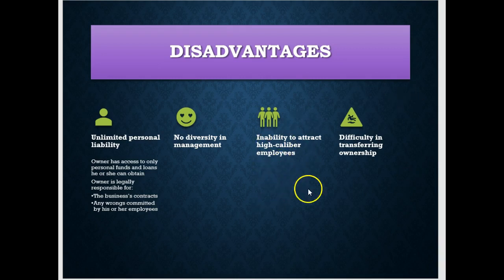And a little side thing, you might have this inability to attract really high caliber employees. And why? Well, because maybe they can't be paid enough. Maybe there's no ability to provide benefits, right? So it can be hard to bring in the highest caliber people. And although it can be sold, there is some difficulty in transferring ownership.